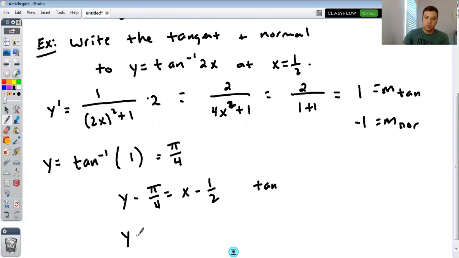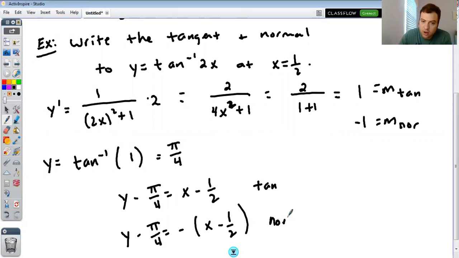And then the normal line would be y minus pi over 4 equal to negative x minus 1/2. That's it. We can leave those just like they are.